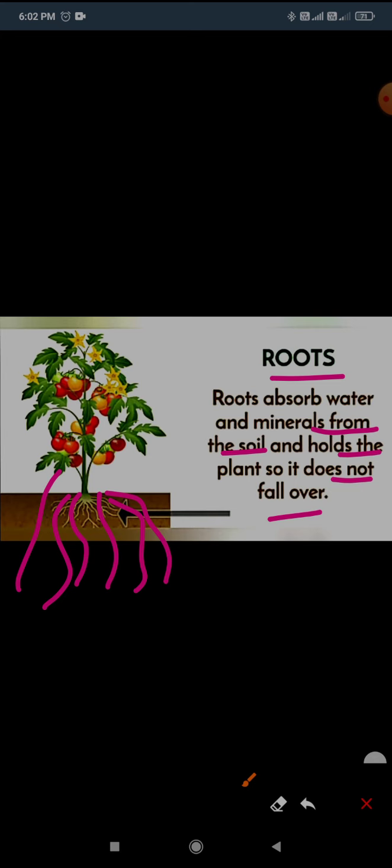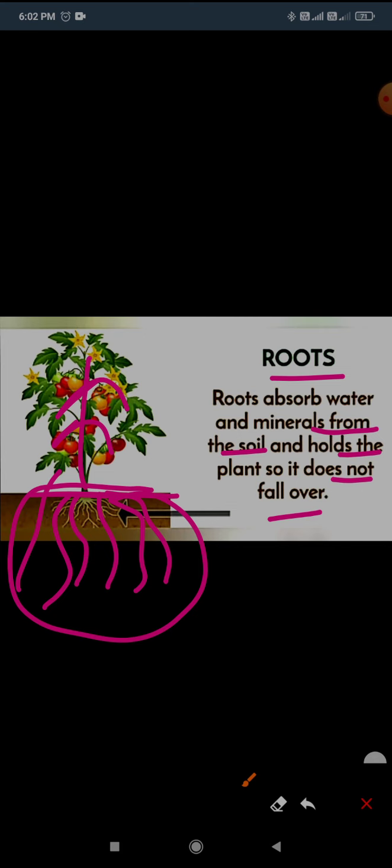The next function is it absorbs minerals and water from the soil. Means this stem is allowed to flow up the water and minerals or nutrients to the rest part of the plant. From where does this water and nutrients come? Obviously from this soil. Okay, because we water the plant. How do we water the plant? Up on the tree? No, at the down, at the surface.